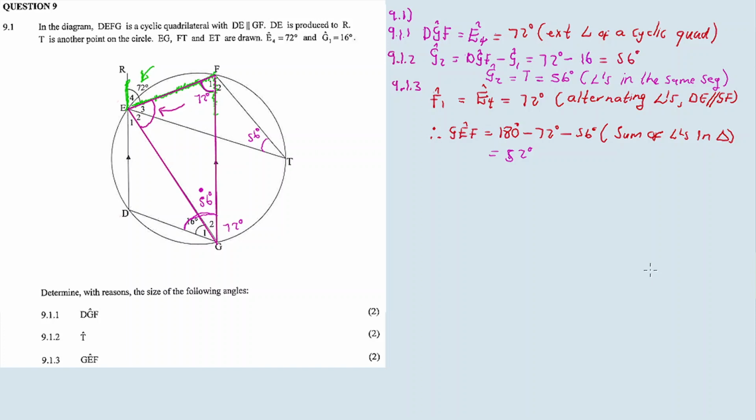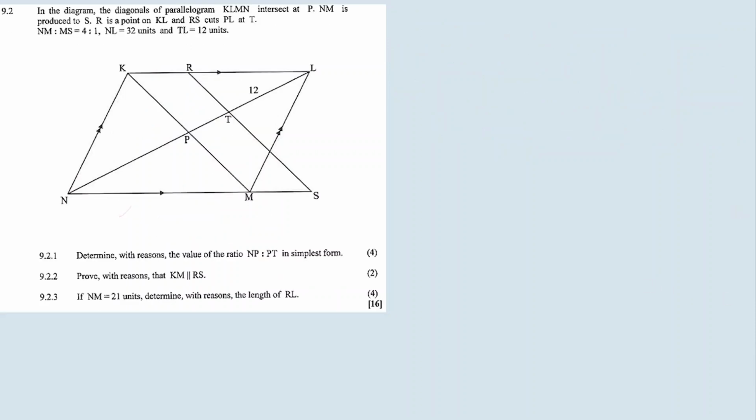9.2. So what I'm going to do now is erase, then we can do 9.2. All right, 9.2. But in the diagram, the diagonals of a parallelogram KLMN intersect at P, and then NM is produced to S, and then R is a point on KL, and RS cuts PL at T. Okay. Anyway, what they are saying is already there in the sketch. NM to MS is equal to 4:1.